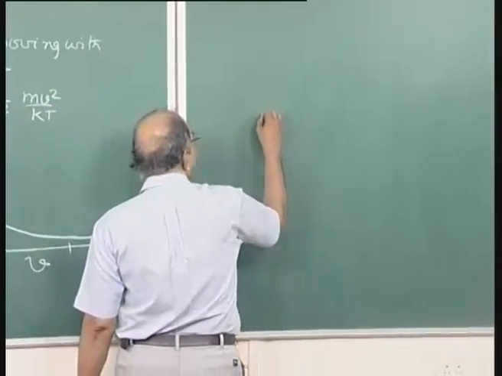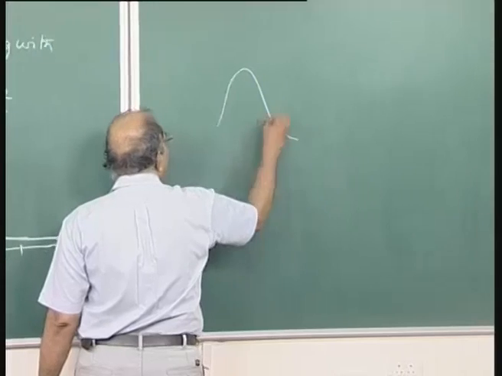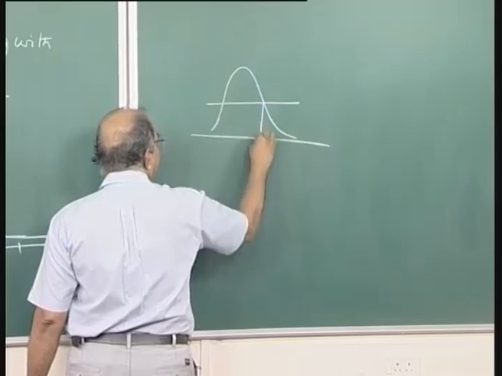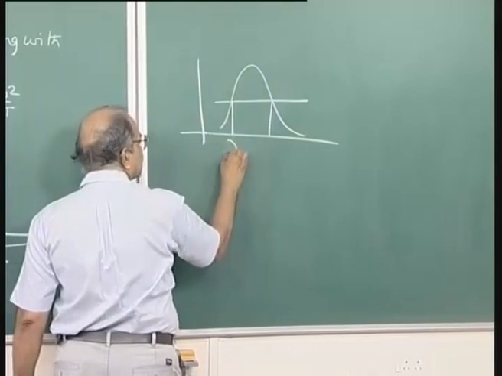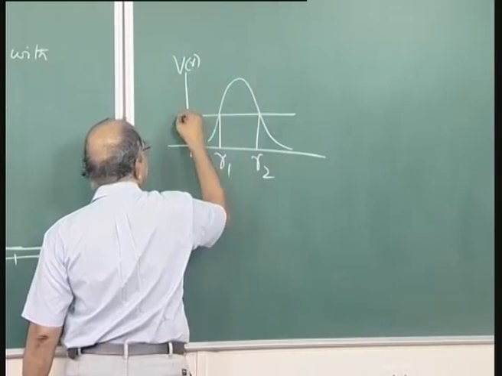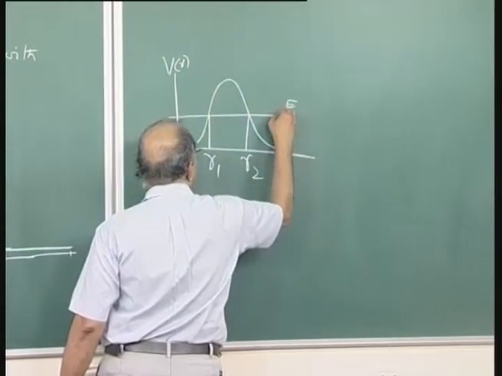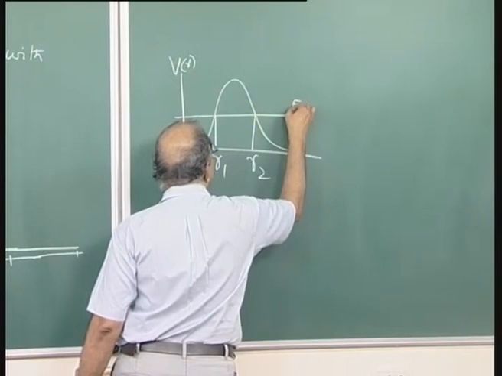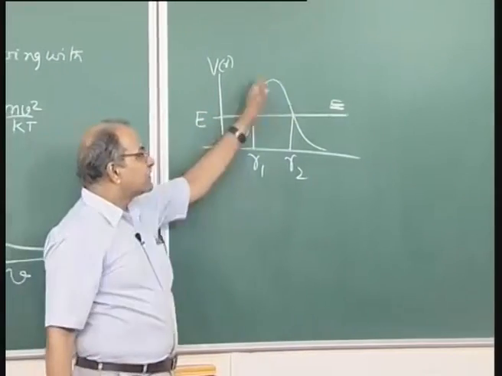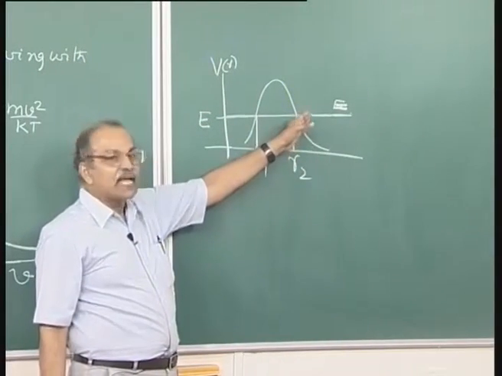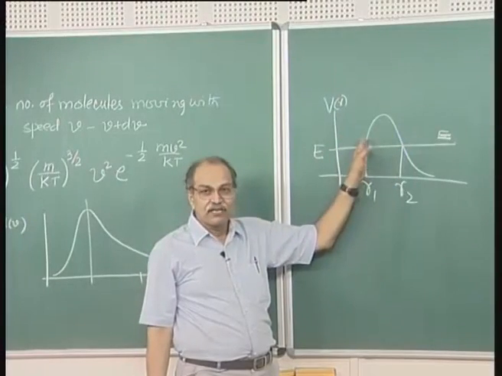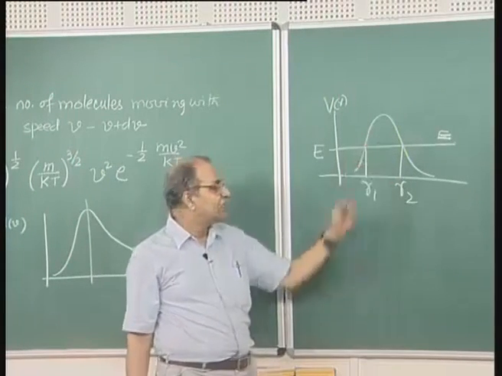if you have a barrier, and this is, let us say, R1 and R2, this is R1, this is R2, this is V(R), and this is energy. This is the energy available, this much, and this is the barrier, and one has to go from one side of the barrier to the other side of the barrier, tunnel through this. How much is the probability? How do I get that?